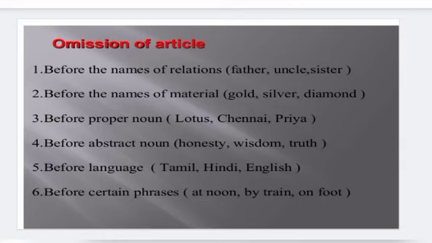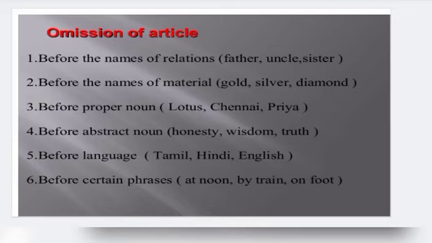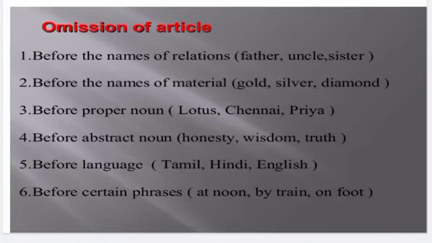Okay children, now let's see the omission of articles. What are the words before which we should omit the articles? Omission of article before the names of relations, which are father, uncle and sister. Before the names of materials, which are gold, silver and diamond.